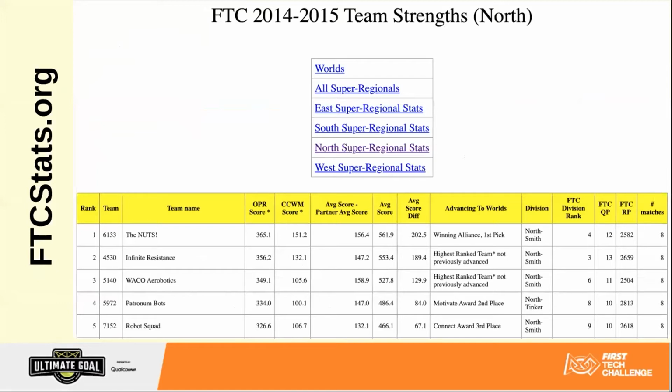Now, before you even go to a tournament, you're going to want to know who you're up against. FTC Stats is really good with this because it shows different teams' standing and ranking from other tournaments prior. Knowing this information will give you a good idea of what you may be up against, how to strategize, what you may need to prioritize going into a tournament.